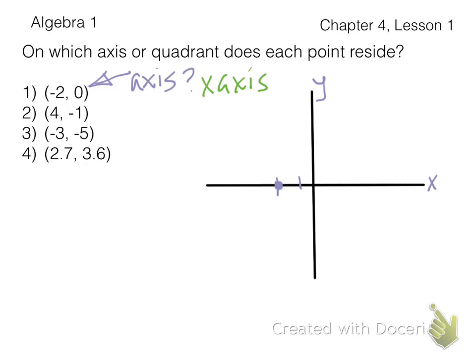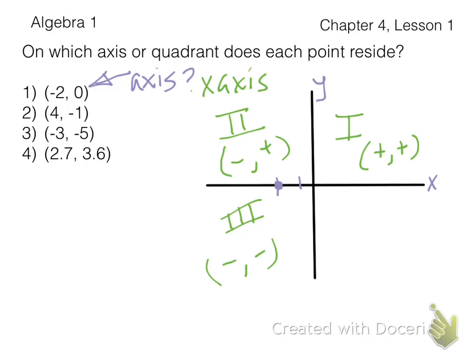Okay? What about (4, negative 1)? Well, I told you that quadrant 1 is plus plus, quadrant 2 is negative plus, quadrant 3 is negative negative, and quadrant 4 is plus negative. So this one is a plus negative, so that's got to be quadrant 4. All right, number 3 is a negative negative, so that's got to be quadrant 3. And number 4 is positive positive, so that's got to be quadrant 1.